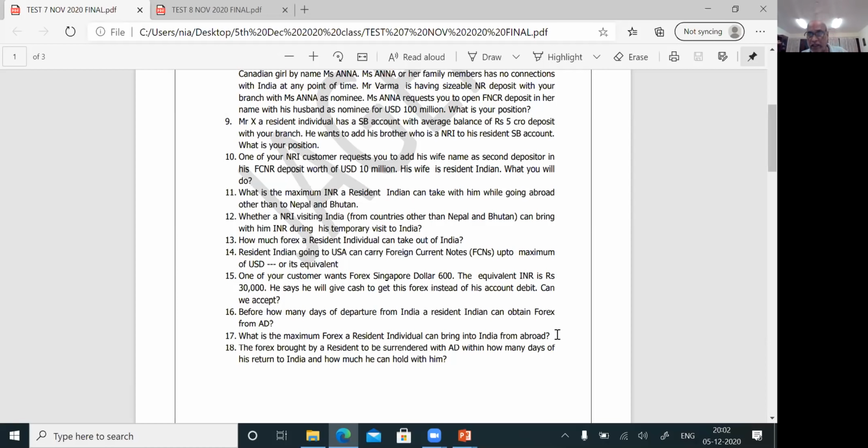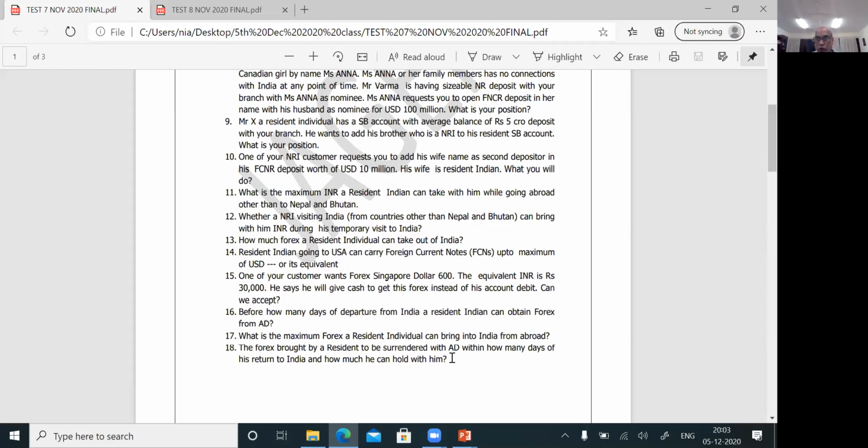How much forex can an NRA or a resident bring into India? Unlimited. Both of them have to get the currency declaration form when it exceeds a certain level. What is the level? I already told you. So from question number 17, I explained two more questions. What is the maximum forex a resident individual can bring into India from abroad? Unlimited amount. So the forex brought by a resident has to be surrendered to an authorized dealer within how many days of his return to India, and how much can he hold with him?